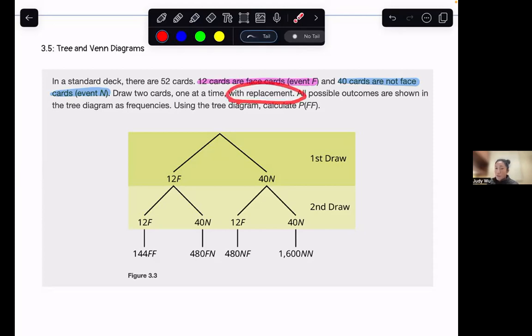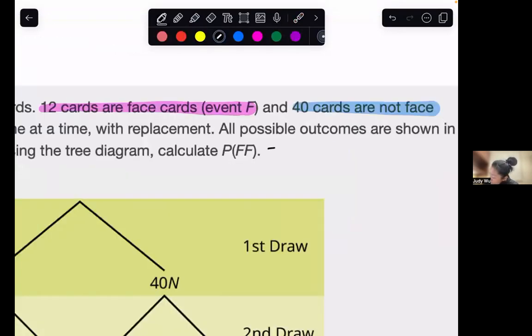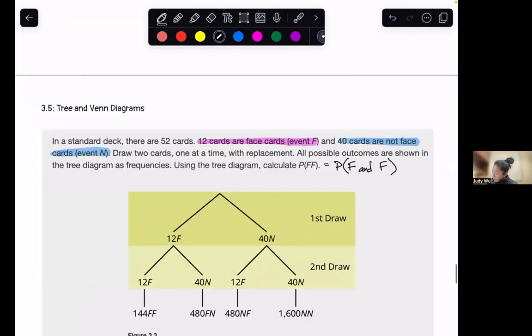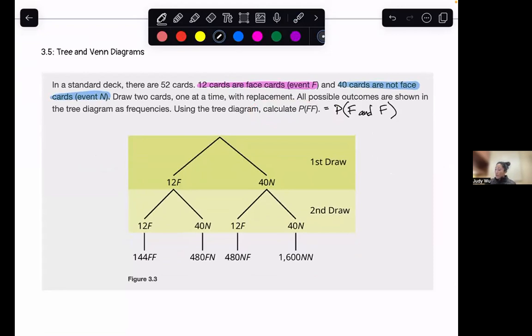And after we draw the first card, we're actually going to put it back. So that's what we mean when we say with replacement, okay? So all possible outcomes are shown in the tree diagram as frequencies, like how many times things happen. And we want to use this tree diagram to calculate the probability of FF. And just to be clear, probability of FF really means probability of drawing a face card and another face card, okay? All right, so let's take a look at this tree diagram, okay?